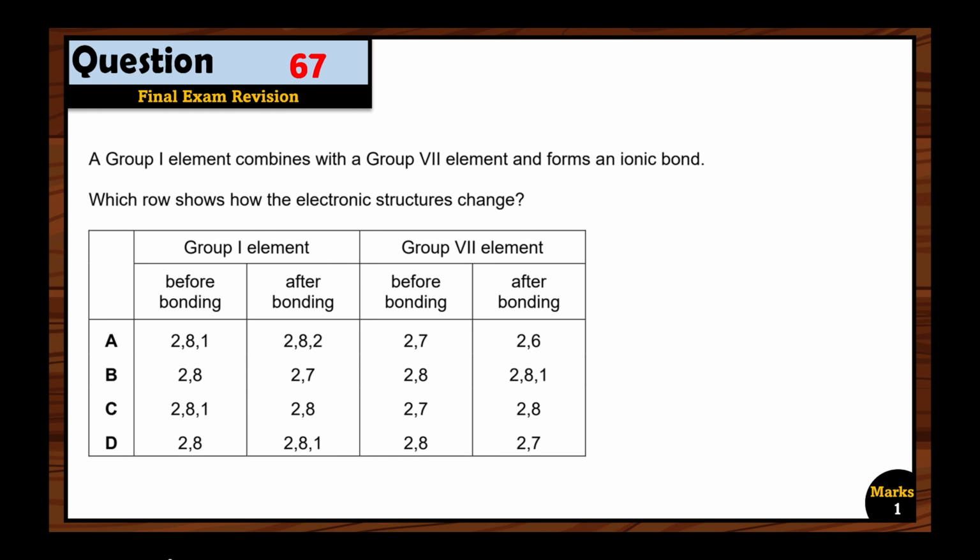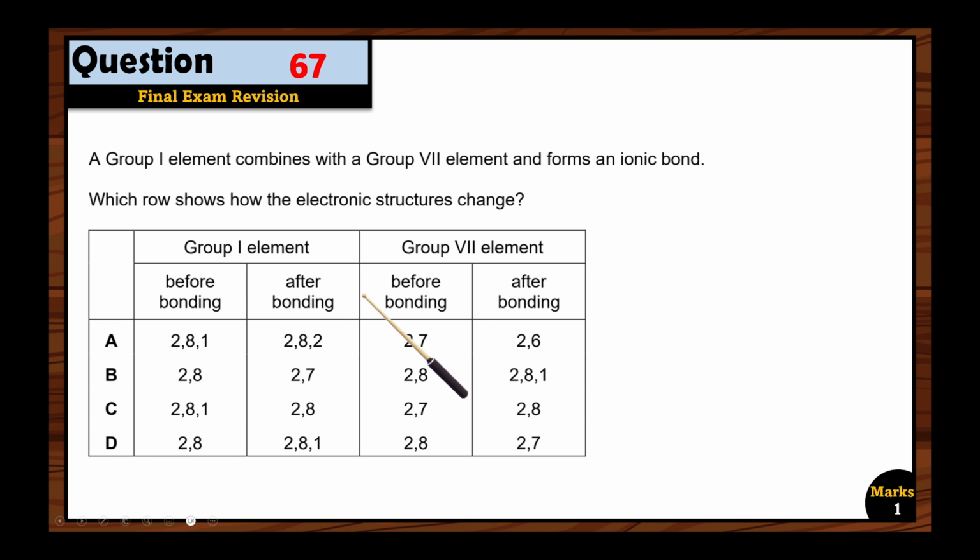Let's see question number 67. A group 1 element combines with a group 7 element and forms an ionic bond. Again, which row shows how the electronic structure changes? Now, what does the group number tell you? The group number tells you the outer shell electrons, right? So a group 1 element should have one electron in its outermost shell before the bonding. Which one has one electron in its last shell? A and C, right? So options A and C can be right.